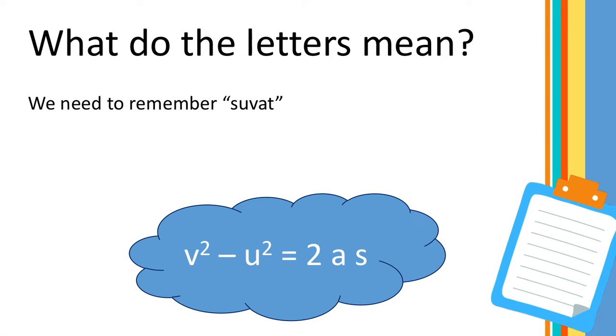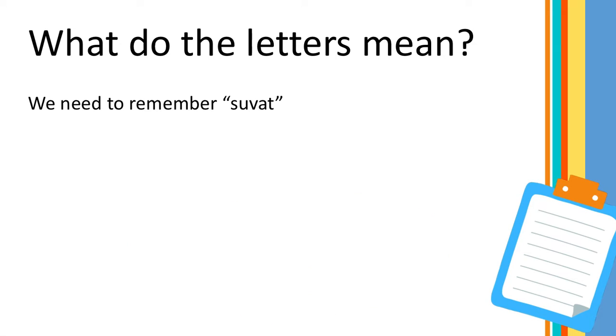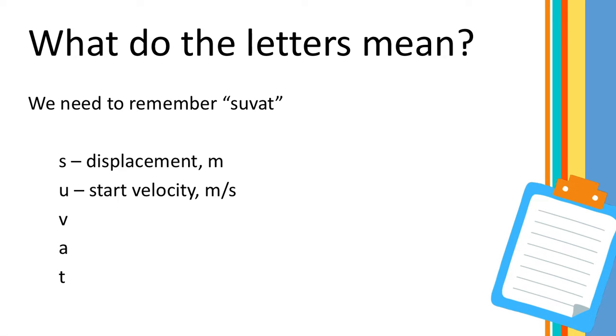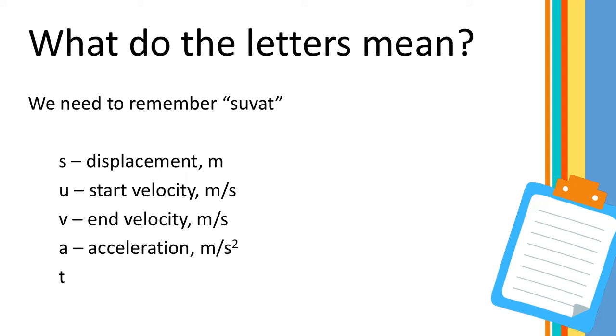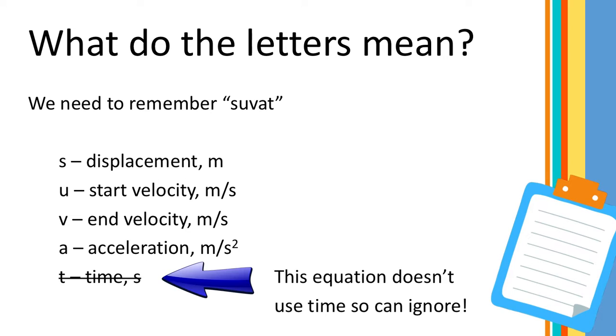Before we start though, we need to think of a strategy, and the first strategy I would recommend is SUVAT, S-U-V-A-T. Let's have a quick look at what these letters stand for. S is the displacement measured in meters, U is the start or initial velocity in meters per second, V is our end or final velocity, again meters per second. U is before V in the alphabet, so U is the start, V is the end. A is for acceleration, in meters per second squared, so that's how quickly you change your velocity. And T stands for time, measured in seconds. The eagle-eyed amongst you will notice that time didn't feature in the equation that we're looking at today, so we can ignore it for now.